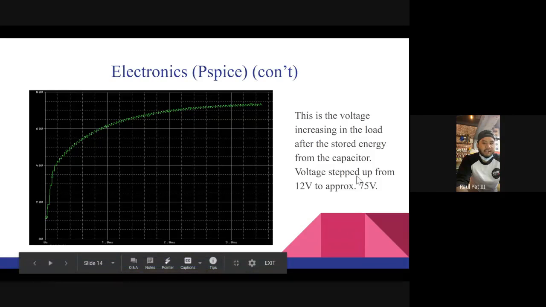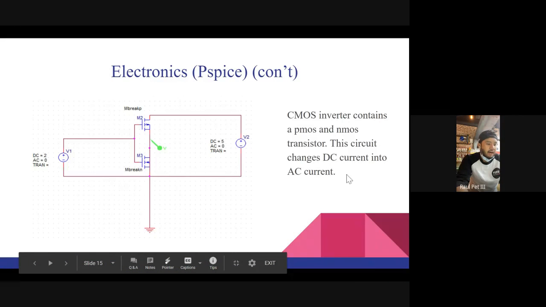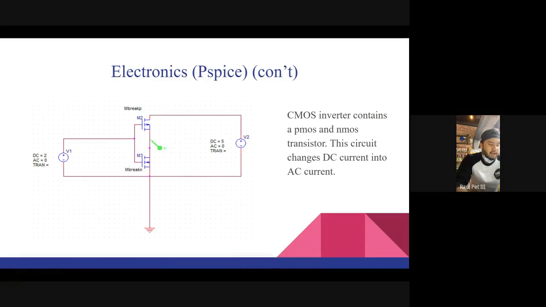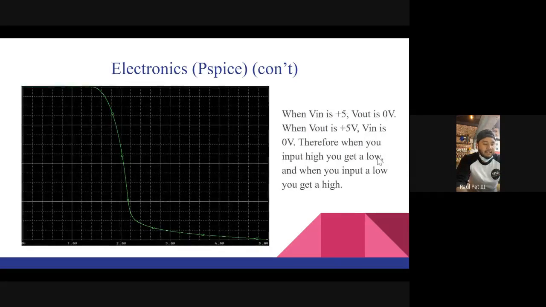And for our second circuit on the next slide, we needed to figure out how to convert DC into AC. So we built a CMOS inverter that consists of a PMOS and an NMOS in PSpice. On the next slide, as you can see in the graph, the input logic is high, therefore the output is low, and vice versa. If the input logic was low, the output would come out high, therefore proving that our circuit is converting DC into AC.